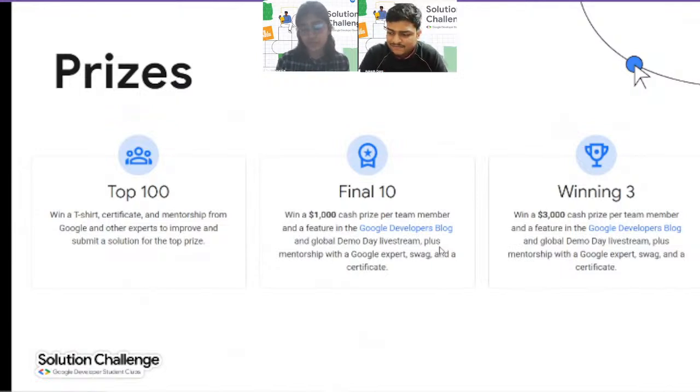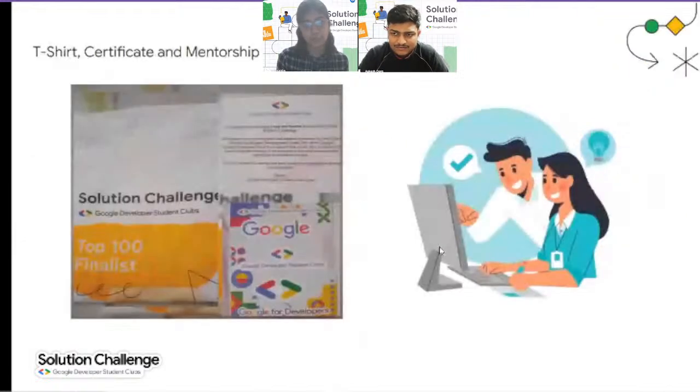So moving on to the top three teams, the winning three teams, each member of the team is going to get a cash prize of $3,000, and they're also going to be featured in the Google Developer blog. The top three teams, along with their videos, are going to be announced on the Google website itself. So I'll show all of those things at the end. So these are the perks of taking part in the Google Solution Challenge, which is one of the best things which could happen, and it will also improve your portfolio if you take part in it.